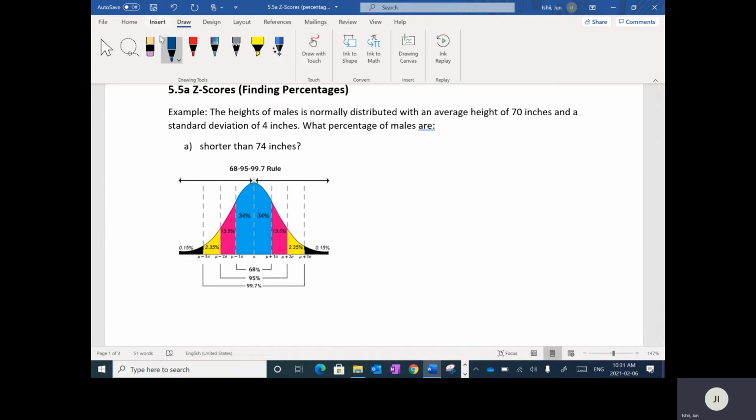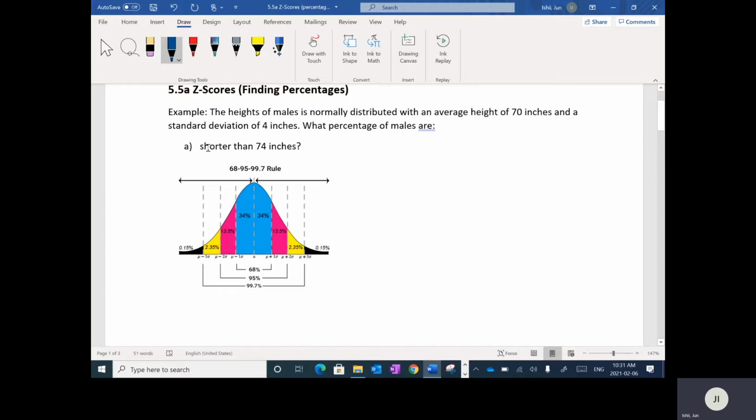Scrolling back to here, I'm going to show you how to answer this question. We have the heights of males normally distributed with an average height of 70 inches and a standard deviation of 4 inches. The first one here: what percentage of males are shorter than 74 inches?